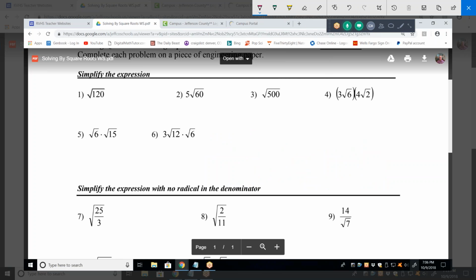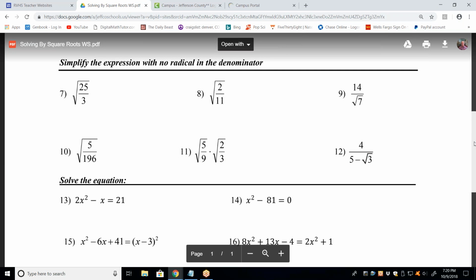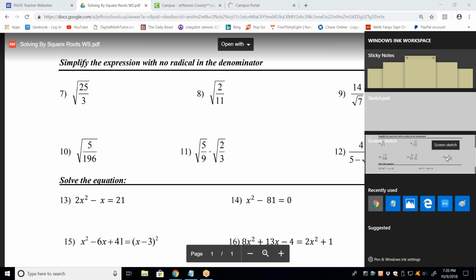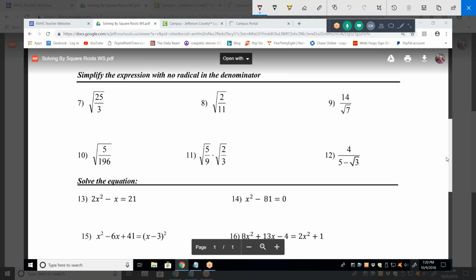What else do we have here? Let me scroll down and bring some of these fractions up. Let's take a look at these. And this, same principle as multiplying. In other words, this is the square root of 25 divided by the square root of 3.